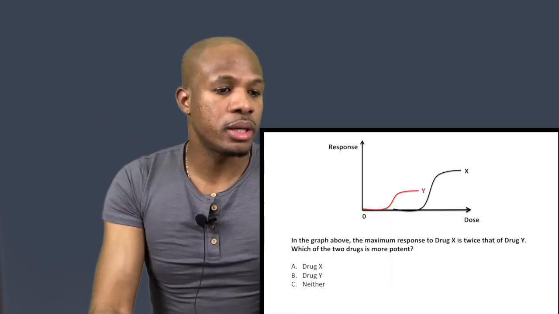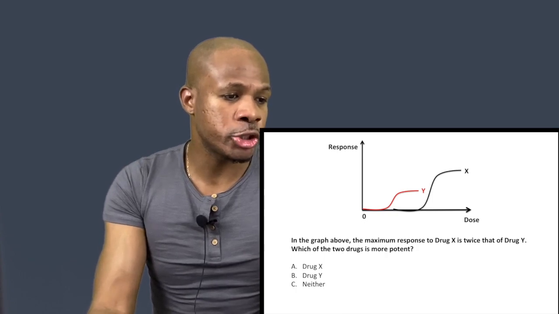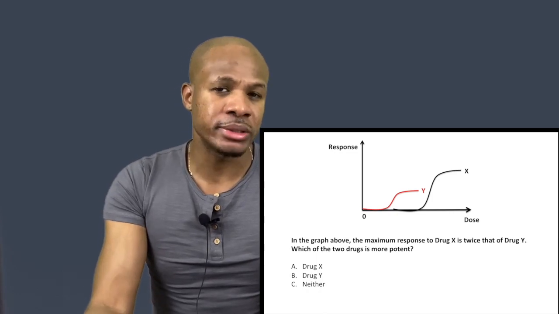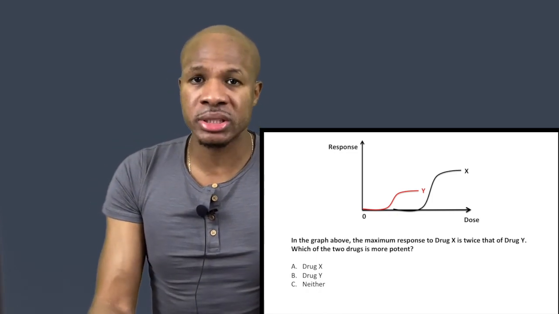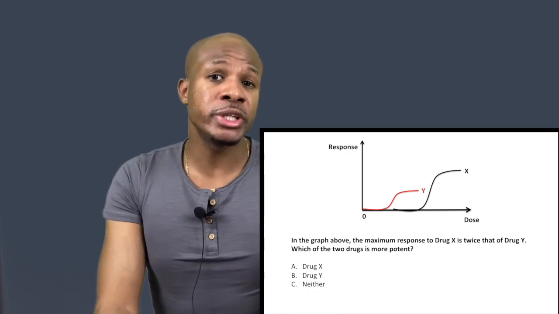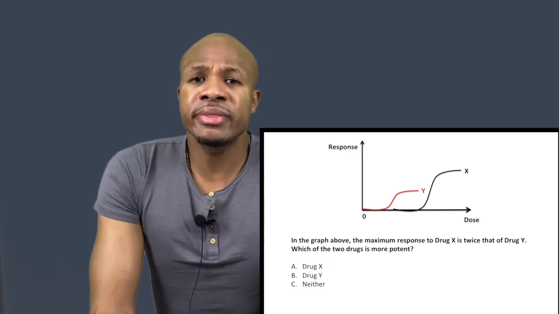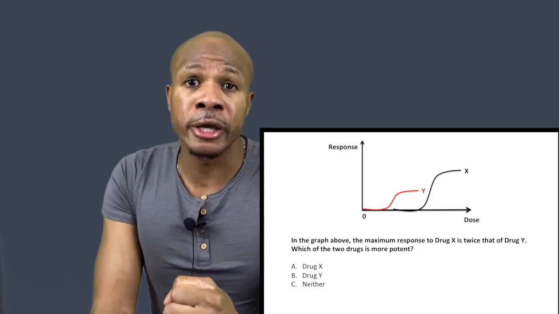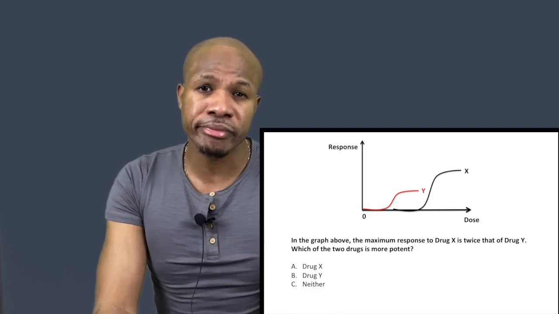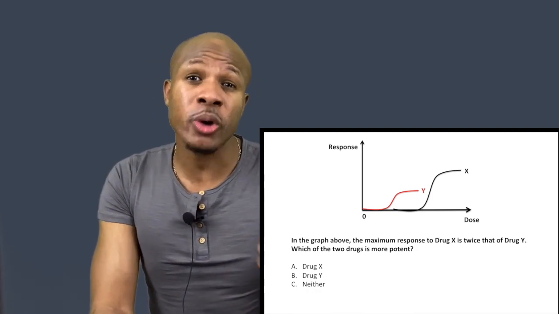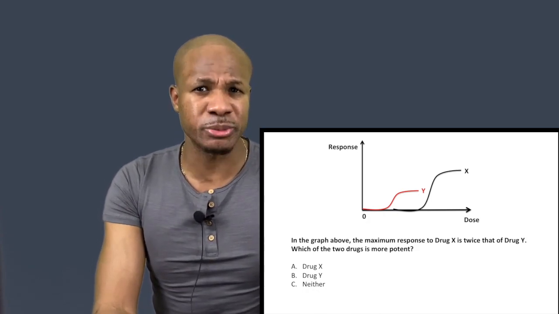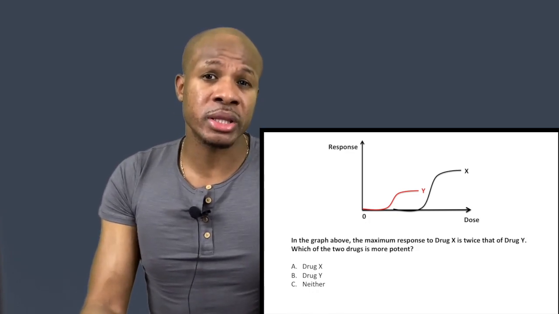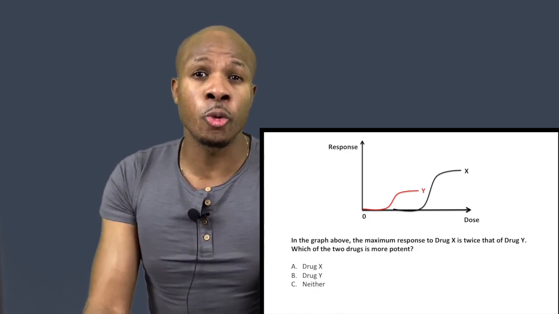Question number 2 states, in the graph above, the maximum response to drug X is twice that of drug Y. Which of the 2 drugs is more potent? Now we're asked about potency. What kind of question is this? This is a definition question, because you need to know what the word potency means. You might think that a potent drug would be a strong drug that really causes a huge response. And we're told in this question that drug X has a response that's twice that of drug Y. So you might be like, well, drug X must be very potent. But that would be incorrect, because that is the incorrect definition of the word potency in the world of pharmacy.